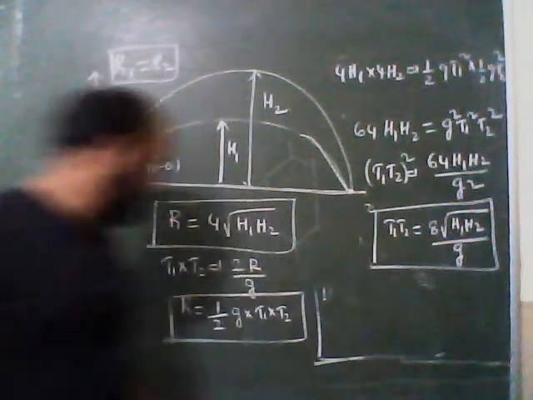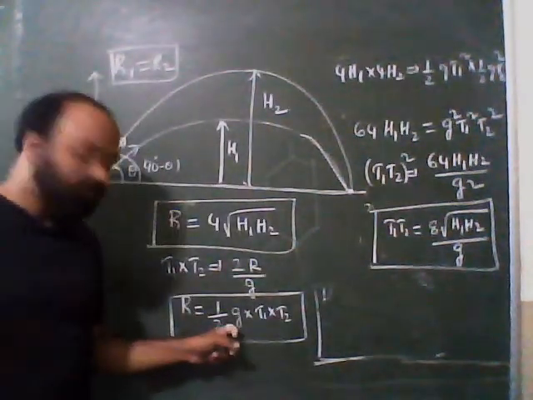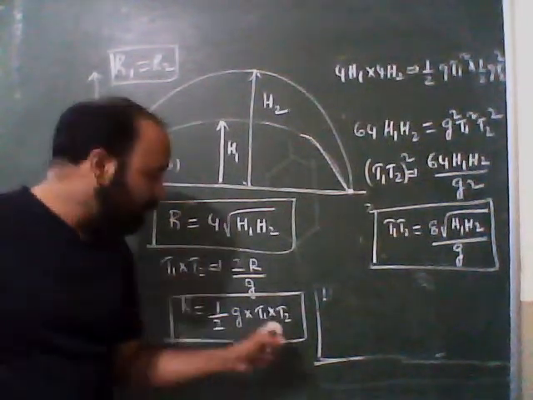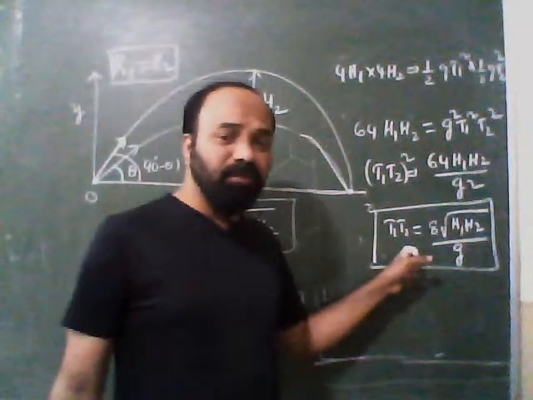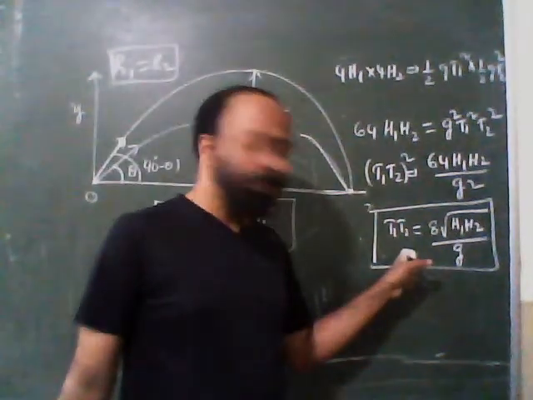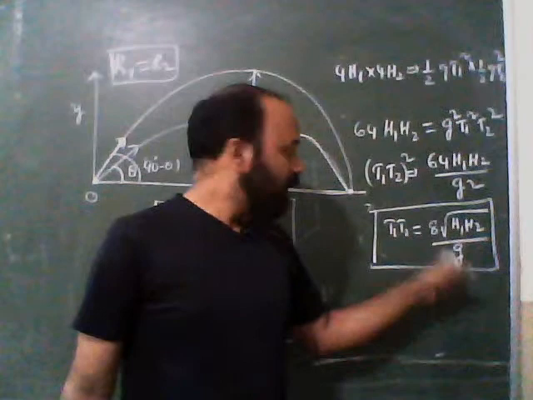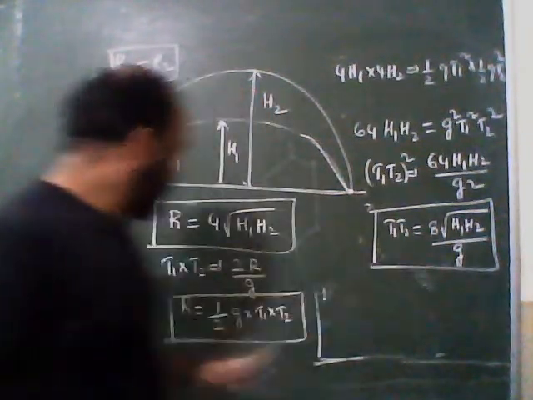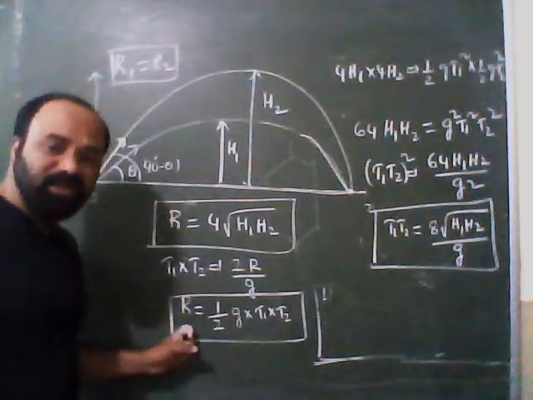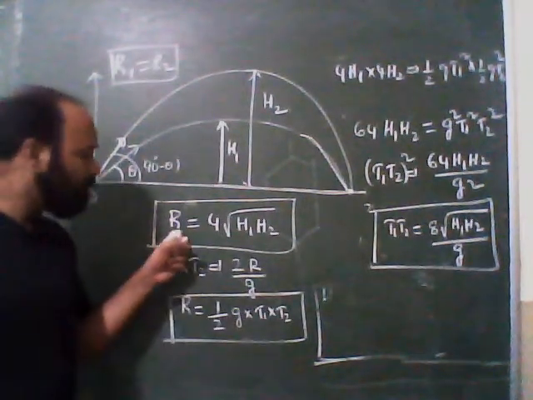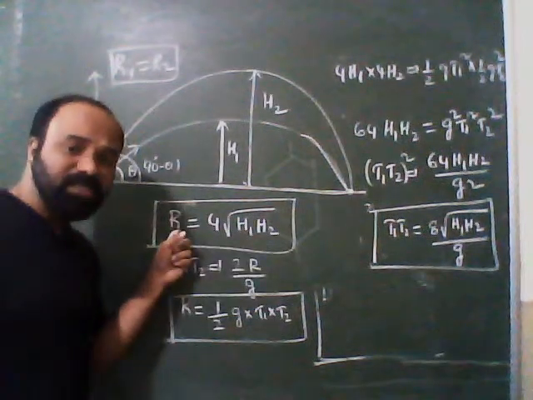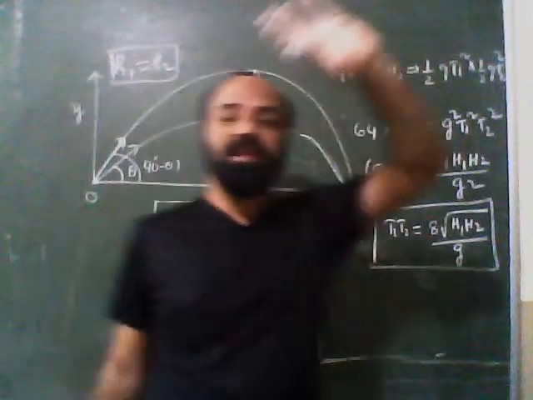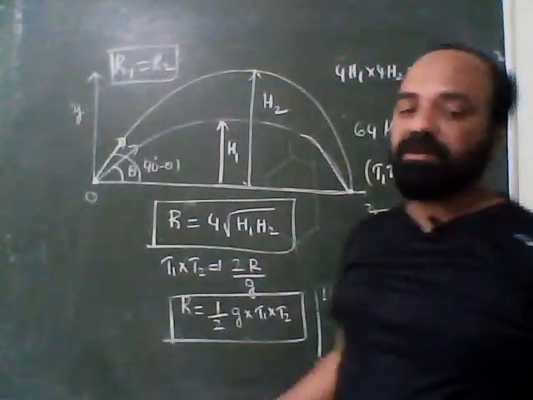Otherwise half g t square, we get now. R equals half g t1 t2. This is the formula we can use. If you want, you can write beside the formula. If they give heights and they ask the product of the times, this is the formula. If they give times and they ask range, this is the formula. If they give heights and they ask range, this is the formula. Okay, understood? And if they ask the relation between the ranges, this is the formula, r1 equals r2.